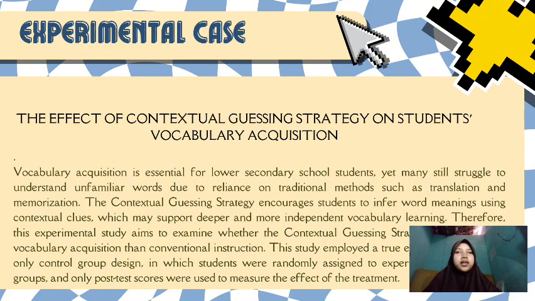conventional instruction. This study employed a true experimental post-test only control group design in which students were randomly assigned to experimental and control groups, and only post-test scores were used to measure the effect of the treatment. So the problem of this study is formulated: does the use of the contextual guessing strategy have a significant effect on students' vocabulary acquisition compared to conventional vocabulary instruction?